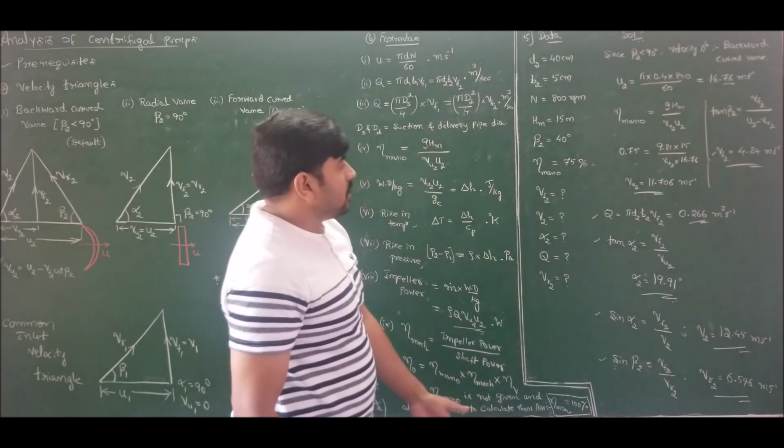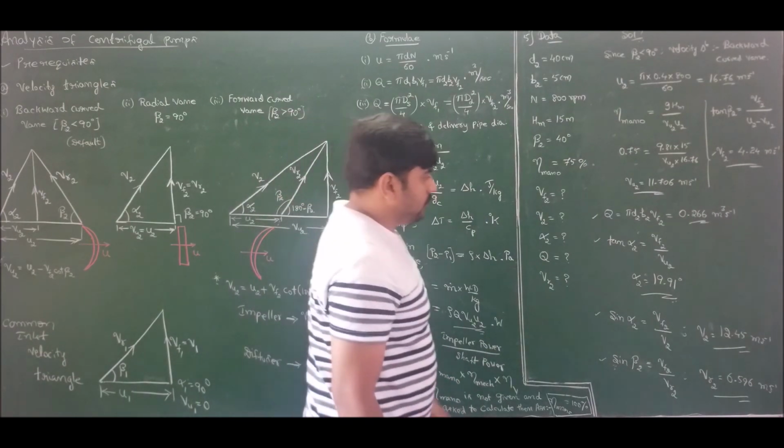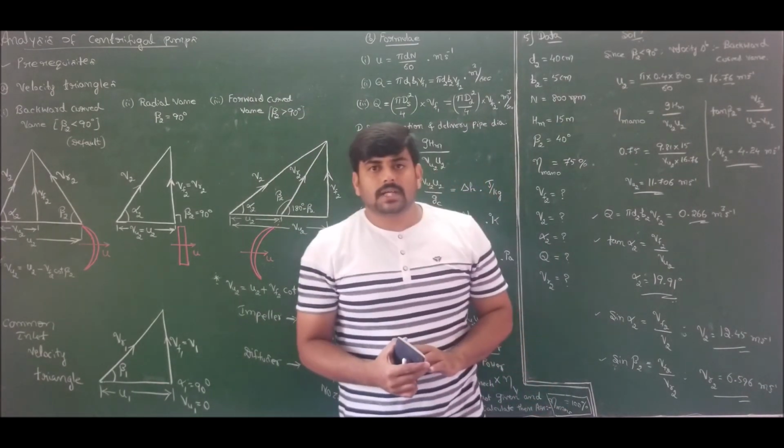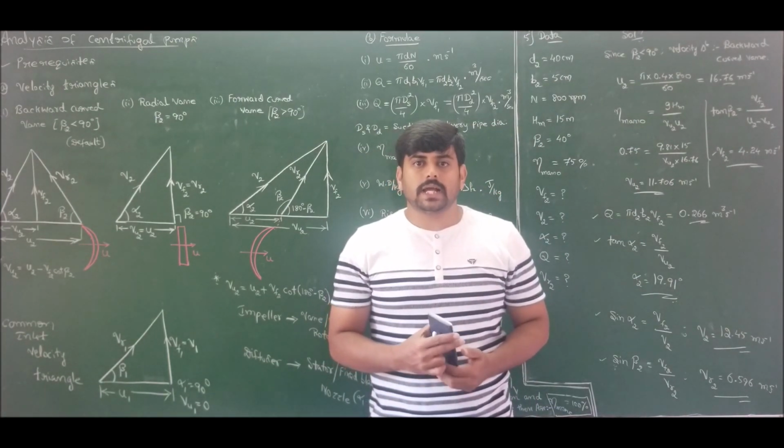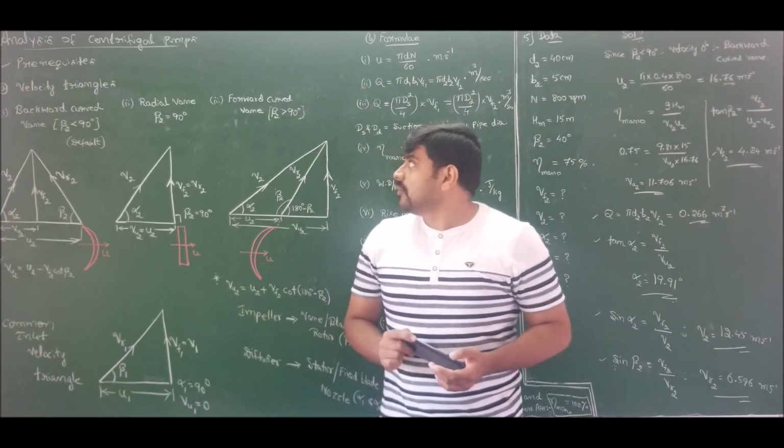So this is the solution for problem number 5. This completes our discussion on backward curved vanes. In our next lecture, I will take up problems on radial vanes and forward curved vanes.